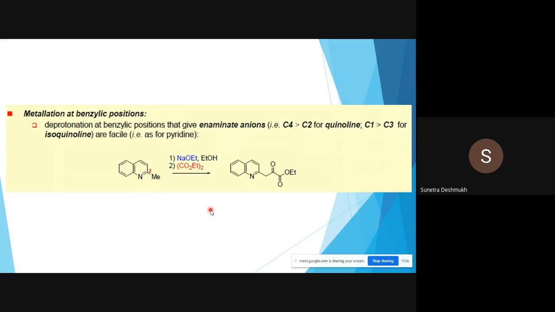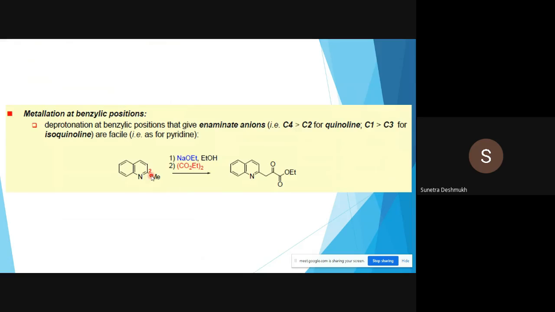Metallation of the benzylic position. The first one is deprotonation at the benzylic position, which gives an enaminate anion, and C4 is more susceptible than C2 for quinoline. C1 is not as facile.